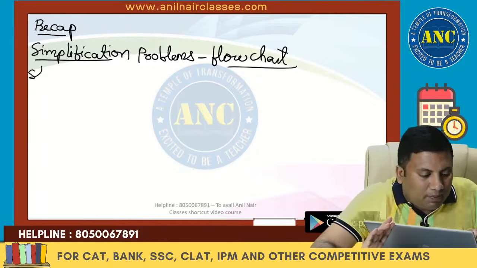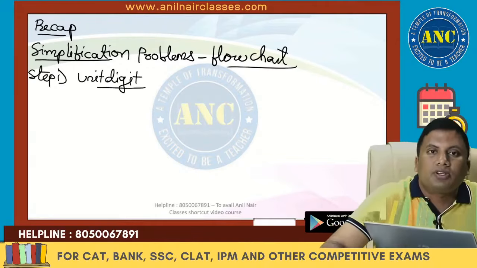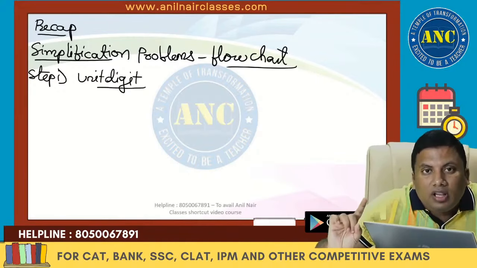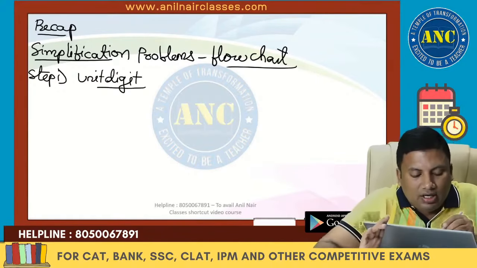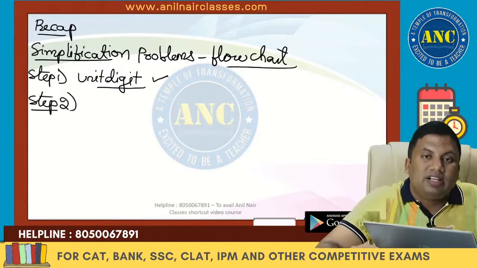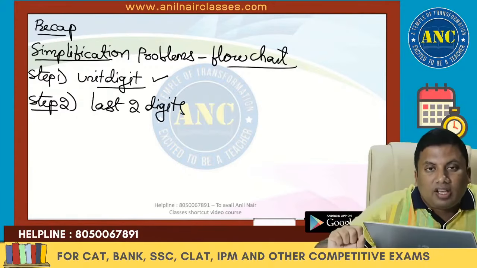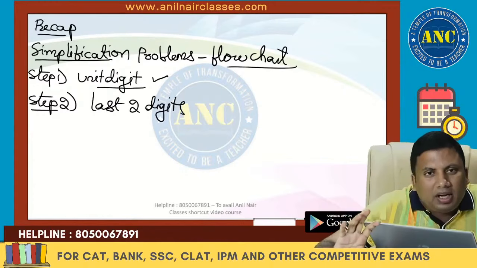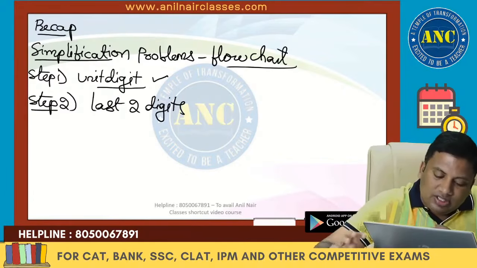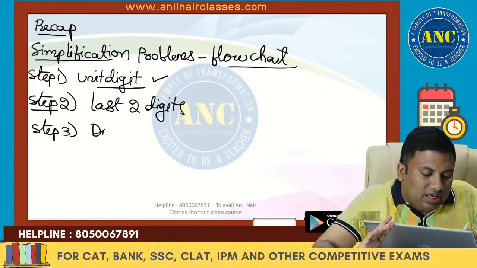What is the first step? Step number one, see the answer options. If all the answer options have different unit digits, go with the unit digit logic. If more than one answer option has the same unit digit, use the last two digits logic. Check if the answer options contain the same last two digits. If none of the answer options has the same last two digits, then use the digital sum logic.